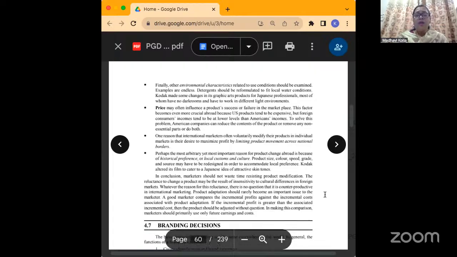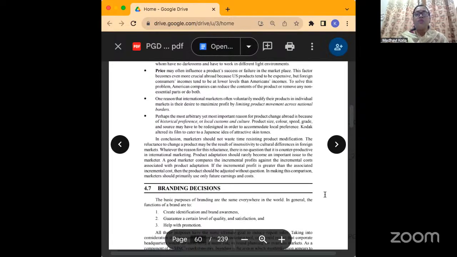Kodak also made a lot of changes in the graphic art products for Japanese professionals, most of whom prefer to work in different light environments. Kodak had a standardized format, but over a period of time, it realized that the same product cannot be introduced in an international market, say in a country like Japan, unless it made certain adaptations.